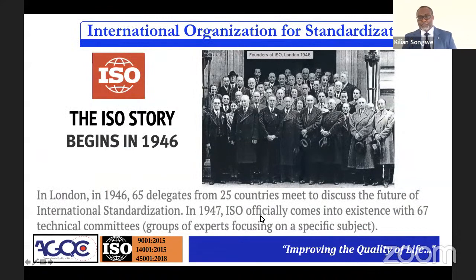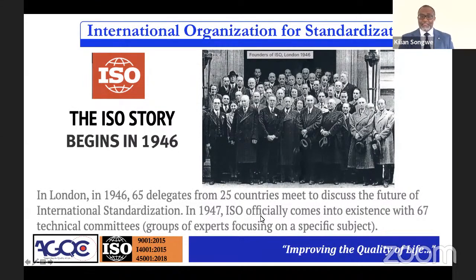So going into ISO, this is a picture which I love. This is one of those very historic pictures, taken in London in 1946. These were the founding fathers, and indeed they were, because there was not a single female in the group. What we had in London was 65 delegates from 25 countries who got together to discuss how they could internationalize standardization. And that was 1946. The next year, 1947, they got together for the launching of the International Organization for Standardization.